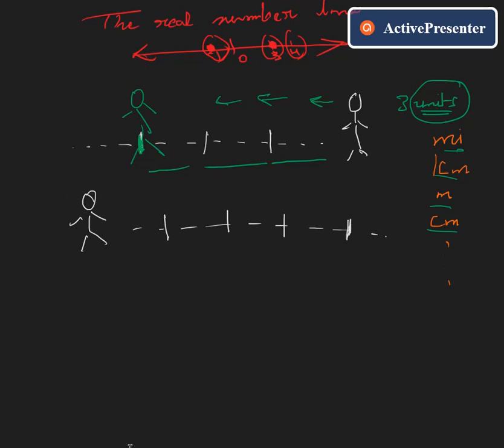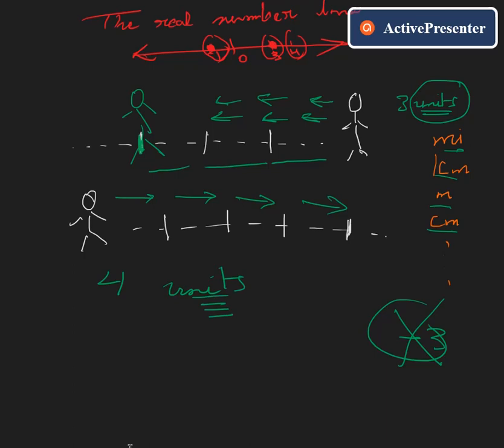Notice that we went to the left. You didn't say he walked -3. This is wrong. You can't say that. He walked 3 units. What about this person? This is 1 unit, 2 units, 3 units, 4 units. Then he walked 4 units. The units may be miles, kilometers, centimeters, we don't know. However, he walked 4 units.